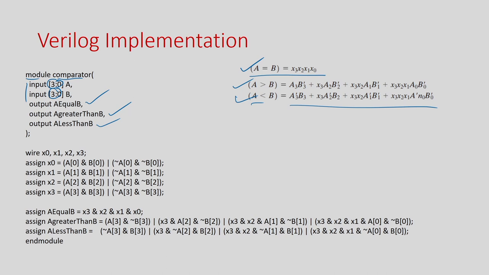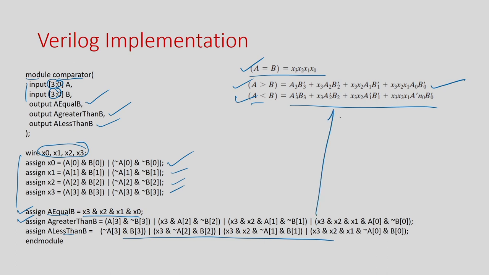As I mentioned, I have to compute x0, x1, x2, x3, which I computed here according to the expression that I explained in the previous slide. And then I just assign A equal B to the AND of x0, x1, x2, x3, greater than based on this equation and less than based on this equation that I have here. And then endmodule. So it is very straightforward. Once you identify the minimal expression, getting this Verilog code is just a 2 minute job.